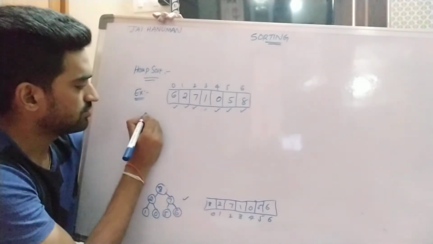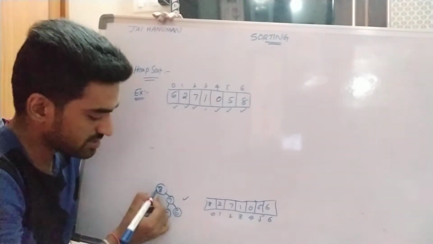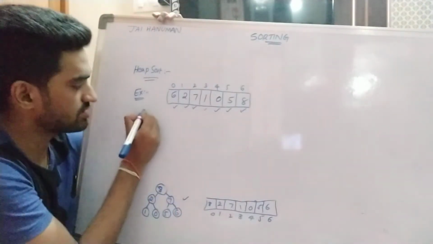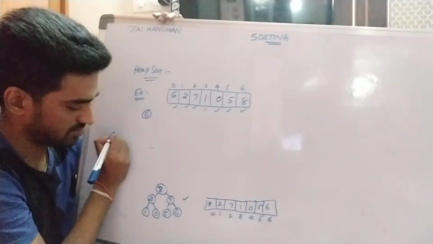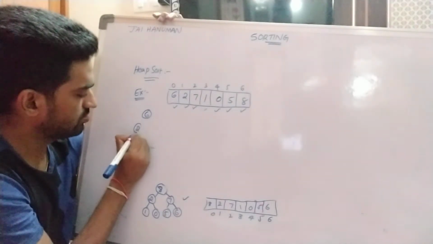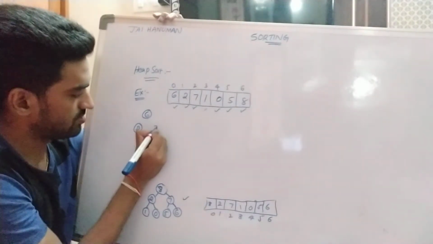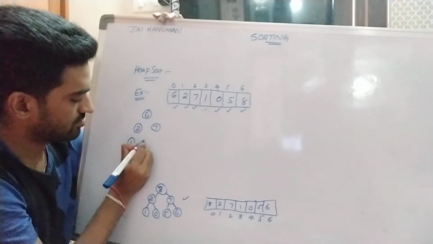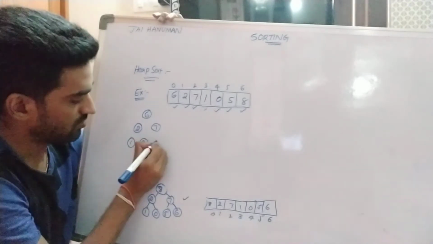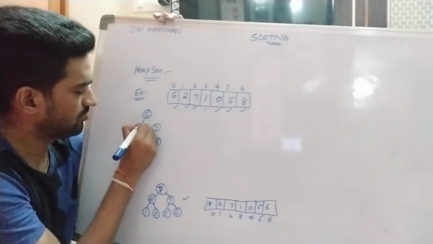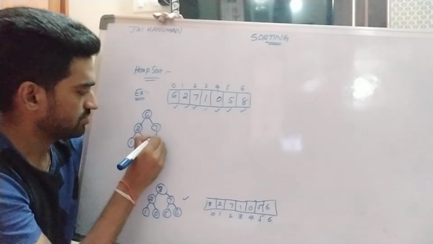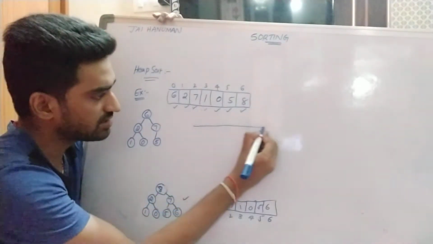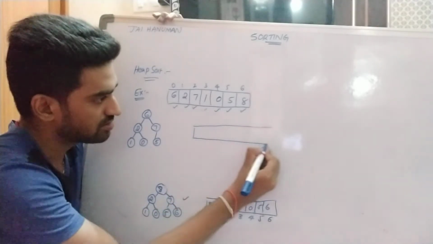So here delete 8 and replace that node with the help of the last node in the tree. So what is the last node in the tree? 6. So 6, 2, 7, 1, 0, 5. Delete the root node and that root node is placed in the sorted array.